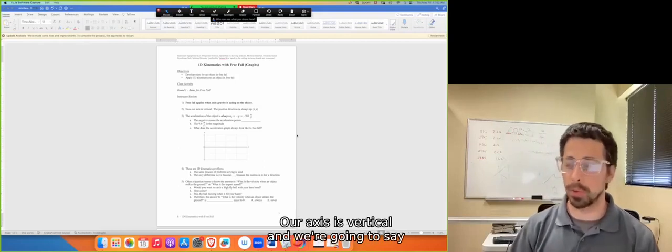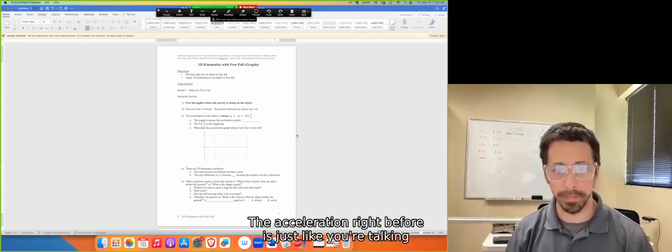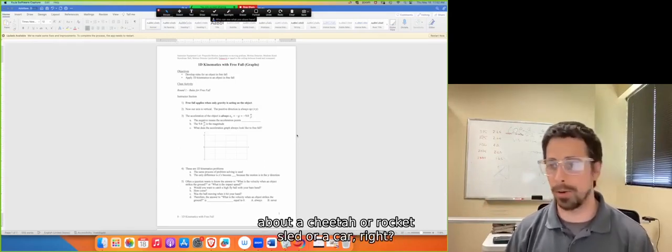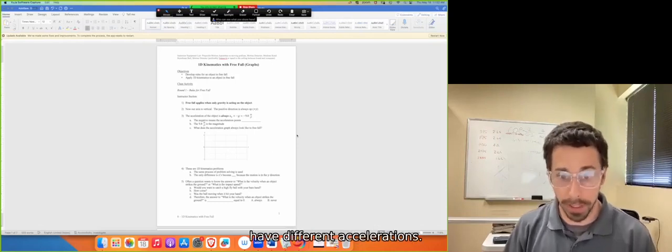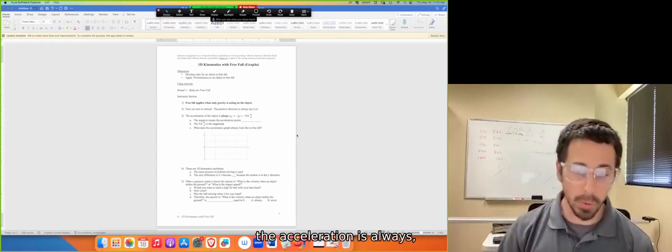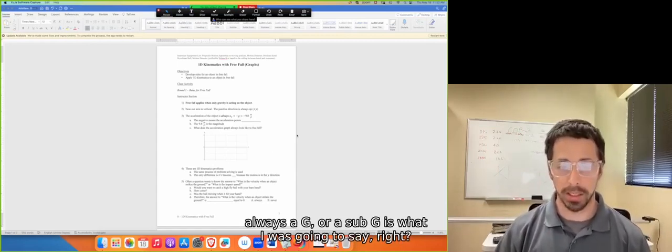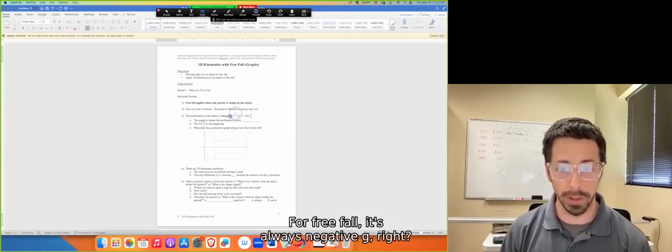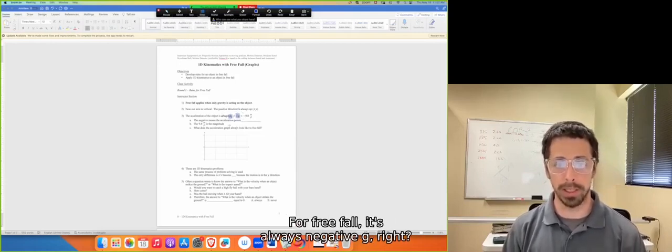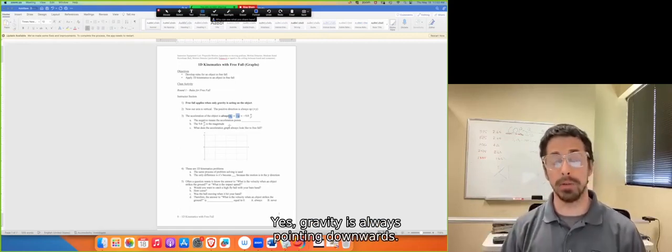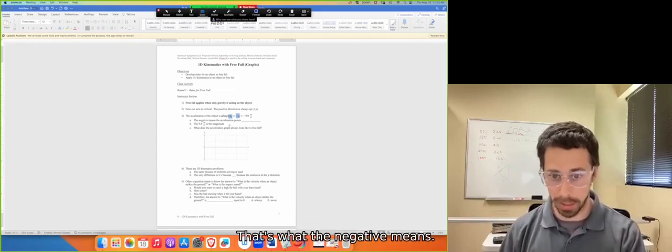Our axis is vertical, and we're going to say up is the positive direction. The acceleration, it's just like you're talking about a cheetah or a rocket sled or a car. Those are all things that can have different accelerations. But for objects in free fall, the acceleration is always a sub g. Let me just write it right here. My acceleration is in the y direction. For free fall, it's always negative g. That negative tells you it points what direction? Downwards, yes. Gravity's always pointing downwards. That's what the negative means.